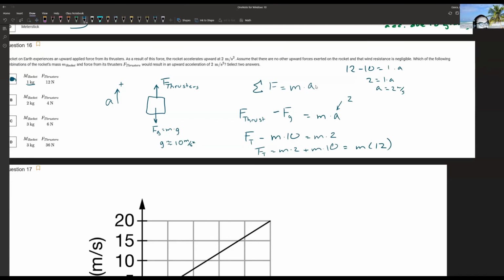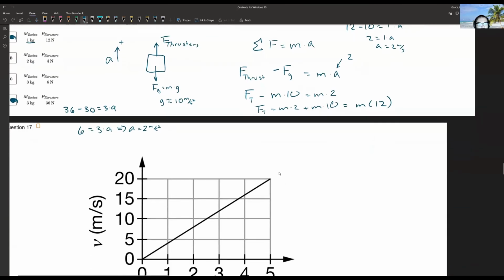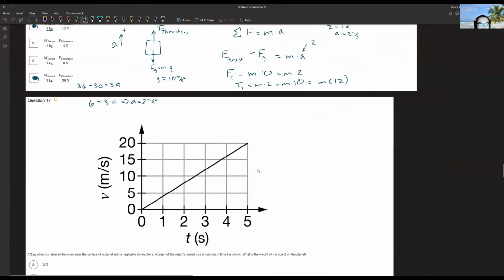So what's the other one that's going to work out here? Well, if you notice, it's a 1 to 12 ratio. So if I triple the mass, then I need triple the force because they're linearly proportional to each other. And we get D. Here we could say 36 newtons minus 30 newtons for the weight is 3 times a. This becomes 6 equals 3 times a. A equals 2 meters per second squared. Or you could have looked at proportions for weight and force.